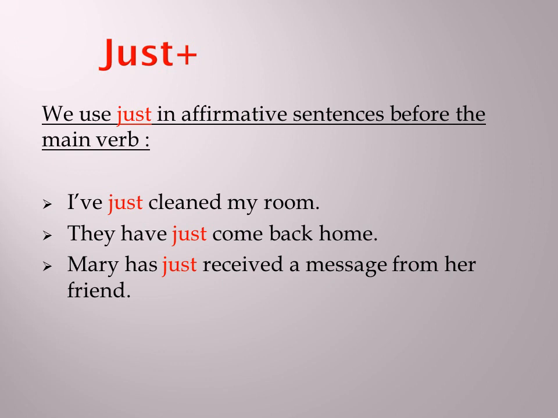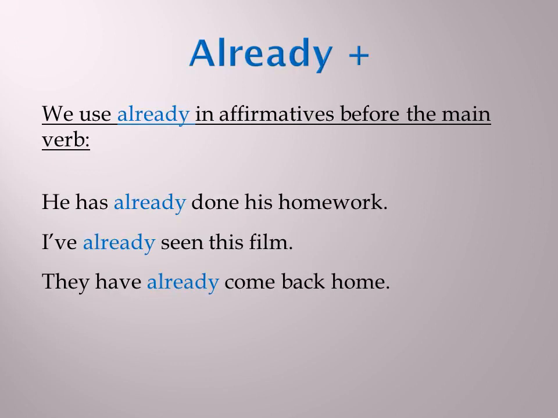Just. We use just in affirmative sentences before the main verb. Look at the examples. I've just cleaned my room. They have just come back home. Mary has just received a message from her friend. Already. We use already in affirmatives before the main verb. Look at the examples. He has already done his homework. I've already seen this film. They have already come back home.